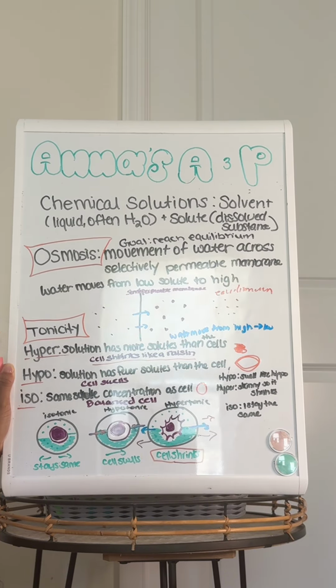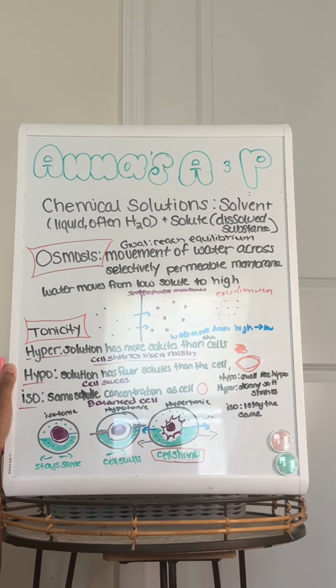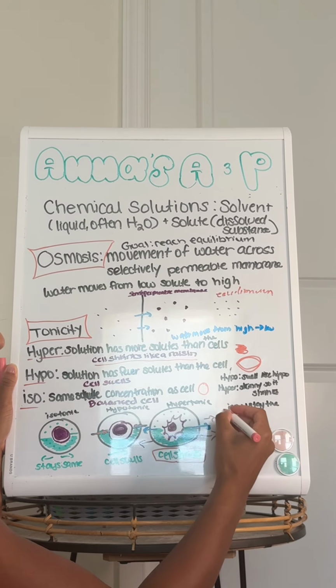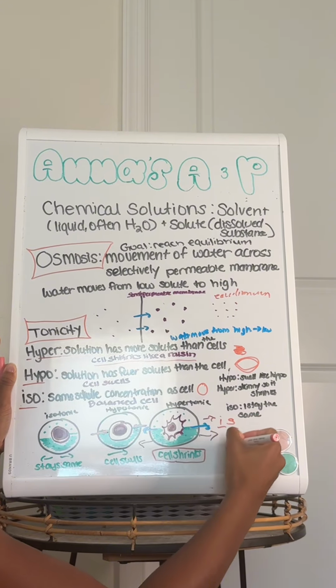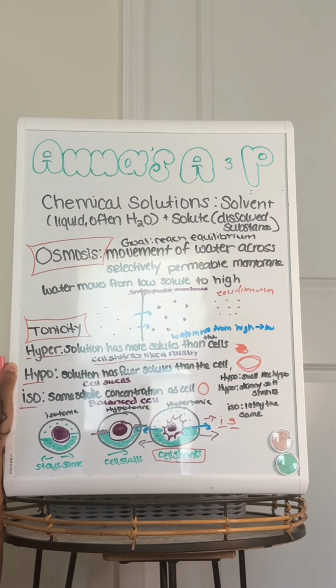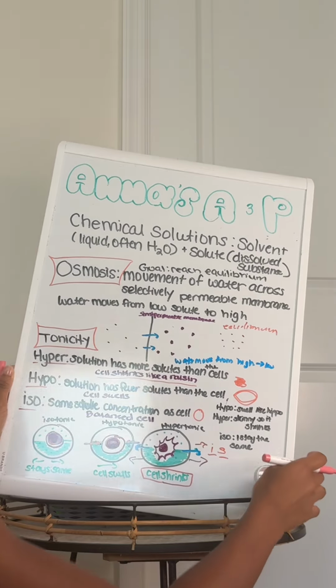And then iso, I always say I stay the same. Iso, and then you could think of I, S, stay, and then the same. Just remember that. Fairly simple, fairly easy.